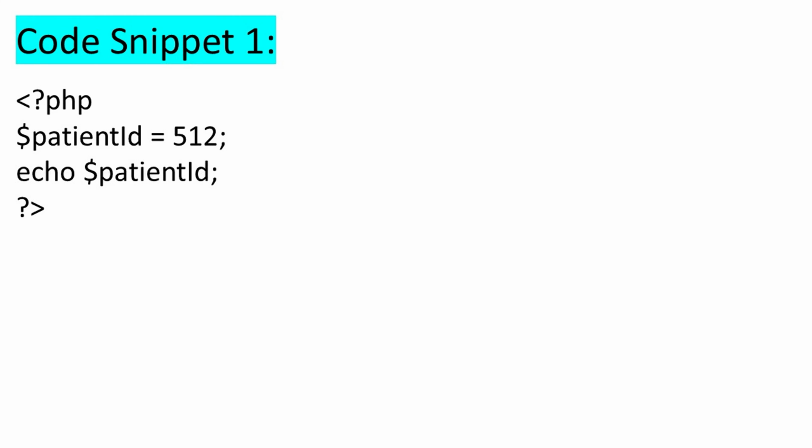Next, we write $patientID = 512; The dollar sign indicates that this is a variable. The variable name, patientID, is used to store a number, and we are assigning the value 512 to it. The semicolon at the end marks the completion of the statement.